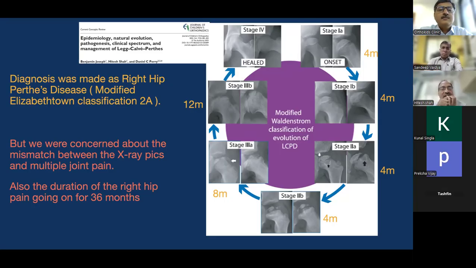What we got is that there was a pre-existing synovitis and repeated attacks. The child has got on and off pain, and that's how it is. This is a typical Perthes disease. It is very common to have it. So that stage is right.